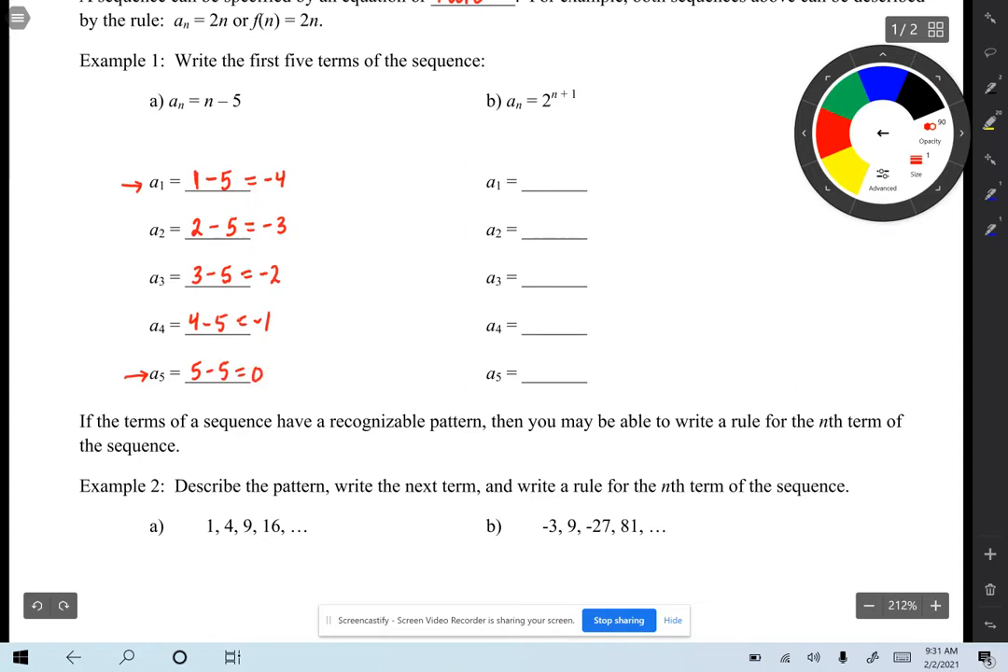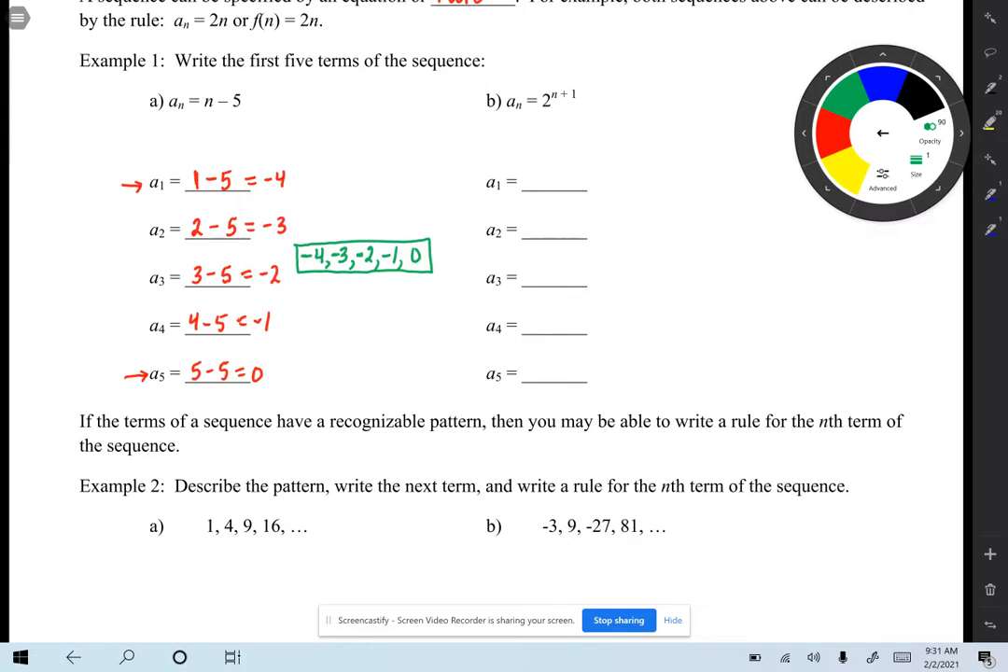Let's write the first 5 terms of the sequence. So here's the proper way to write them. Write each term separated by commas. So negative 4, negative 3, negative 2, negative 1, and 0. This is a finite sequence because it's telling you to find the first 5 terms.